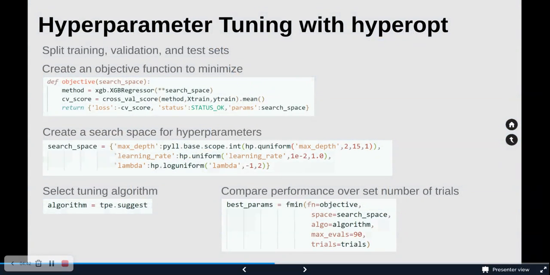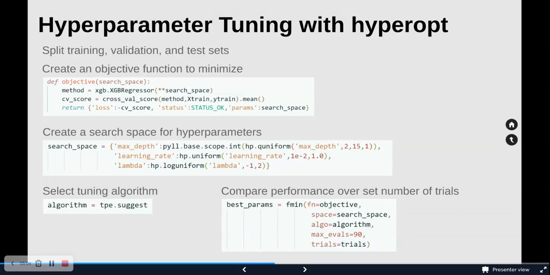So what you need to do is split your data into training, validation, and test sets. Because my data set was quite small, I used 5-fold cross-validation. You need to give the tuner some objective function to minimize. What I used was the mean R-squared score across my 5-fold validation sets.